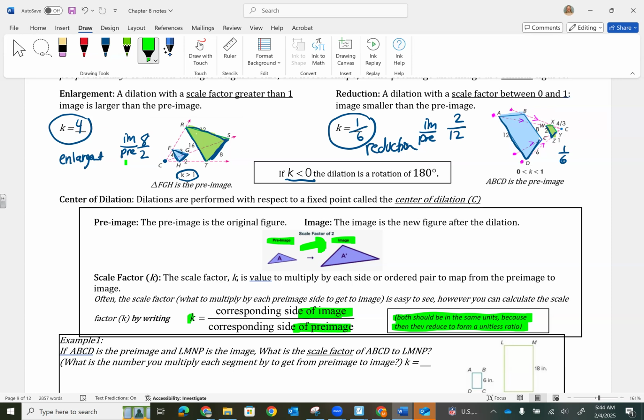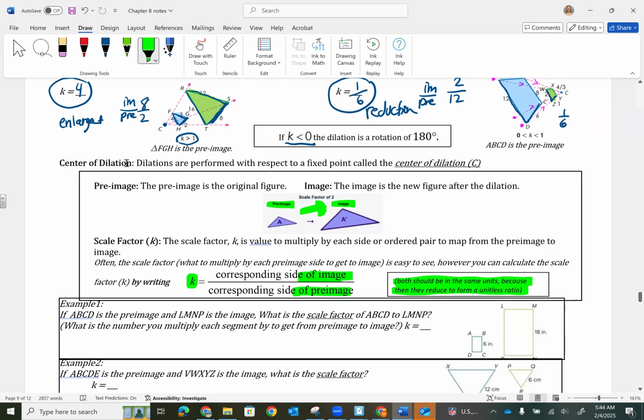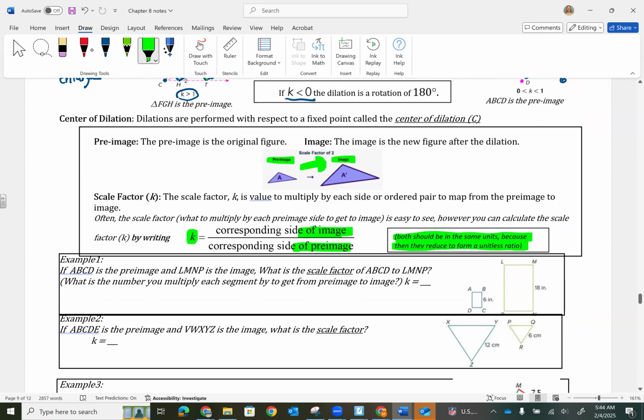So scale factor K, that does not have a K in it, is what you multiply each of the sides by to get from the pre-image to the image. And so here we go. If these are going to be similar to each other, what is the scale factor? We're going to go 18/6, which is going to be 3. So every one of the sides is going to be times by 3 to get to that.